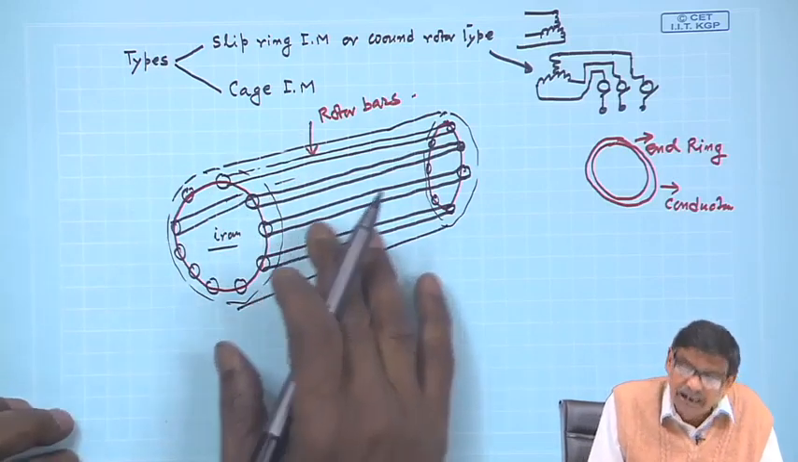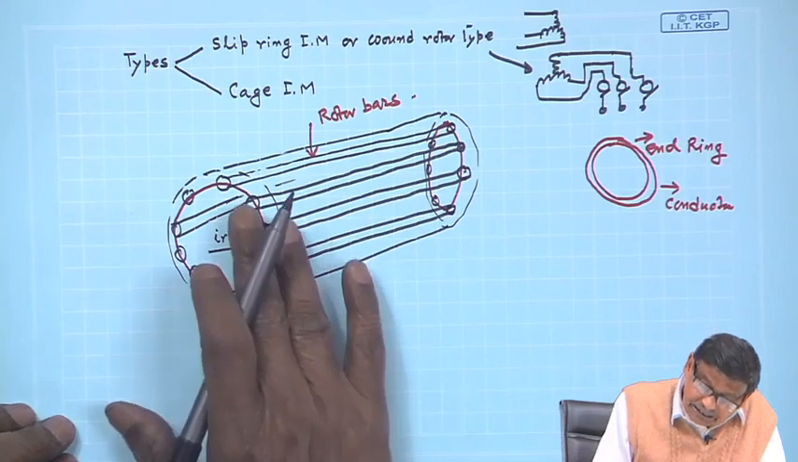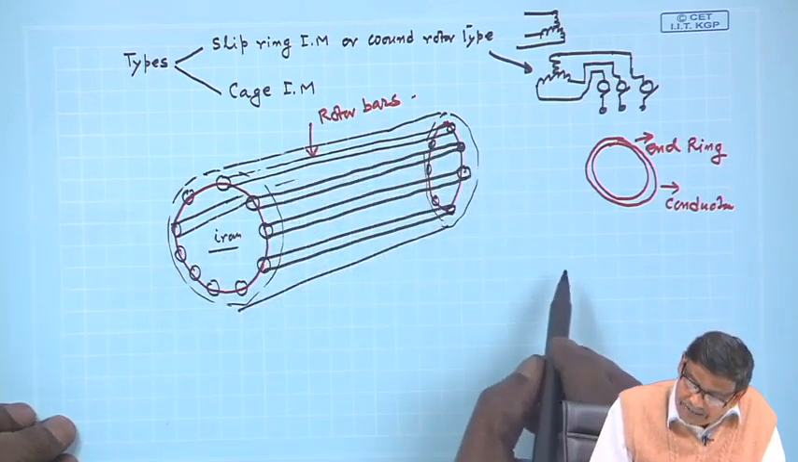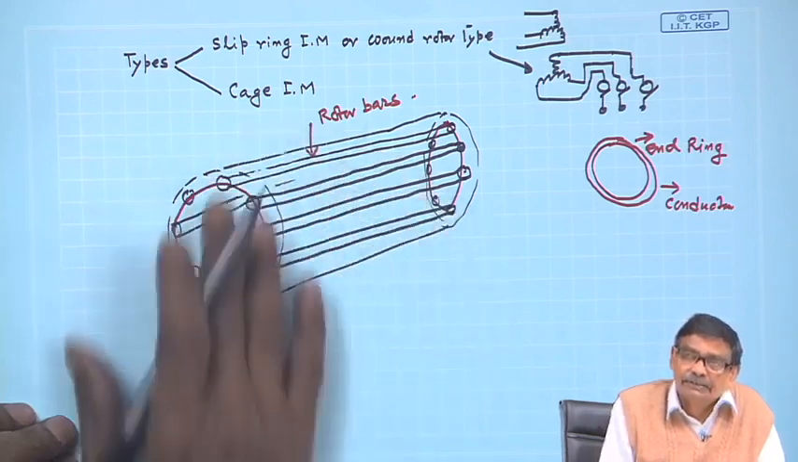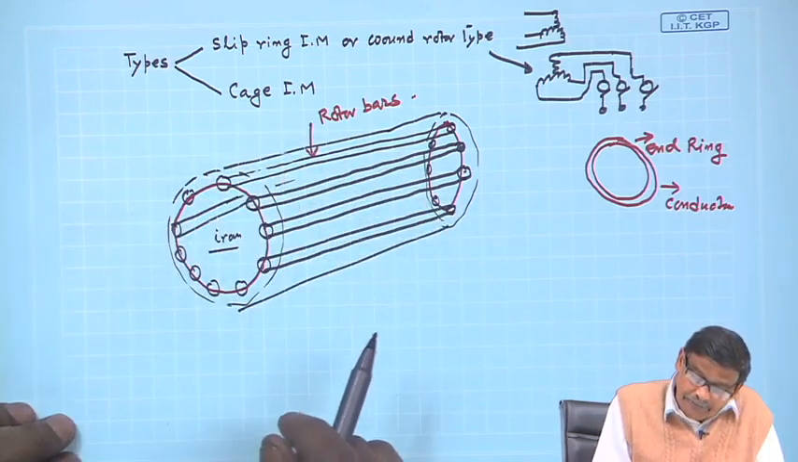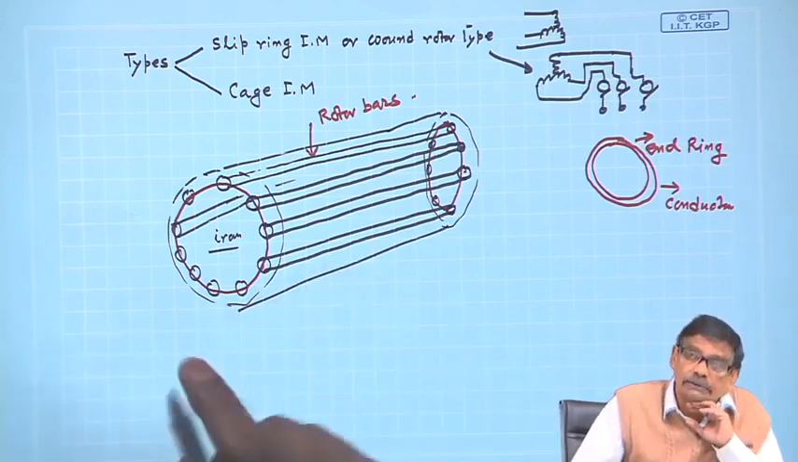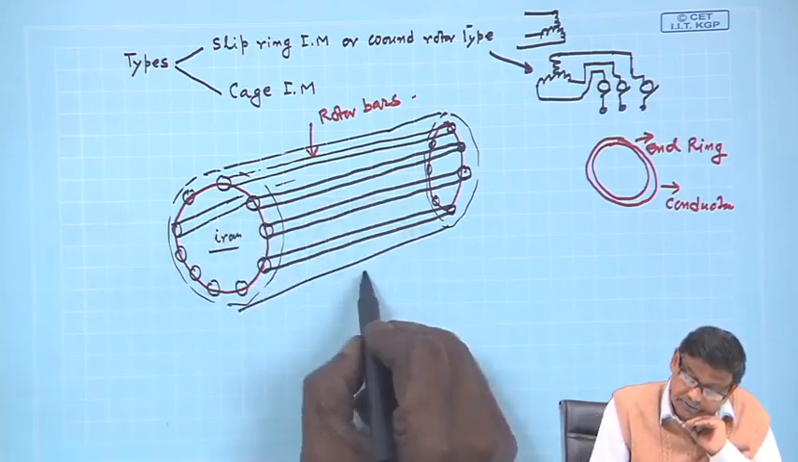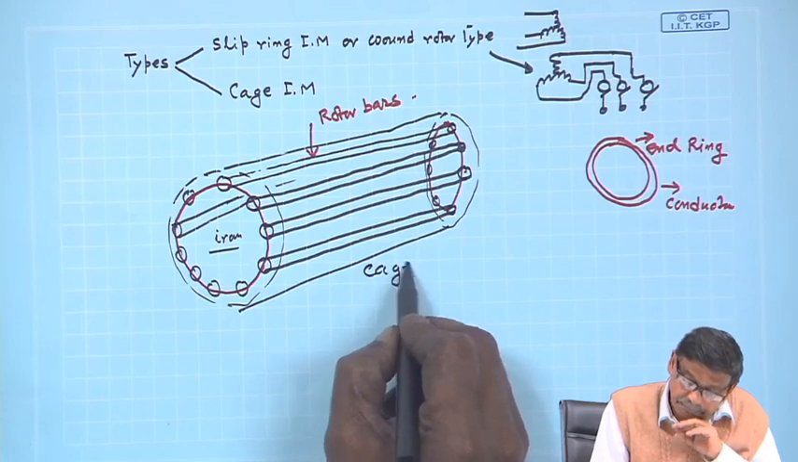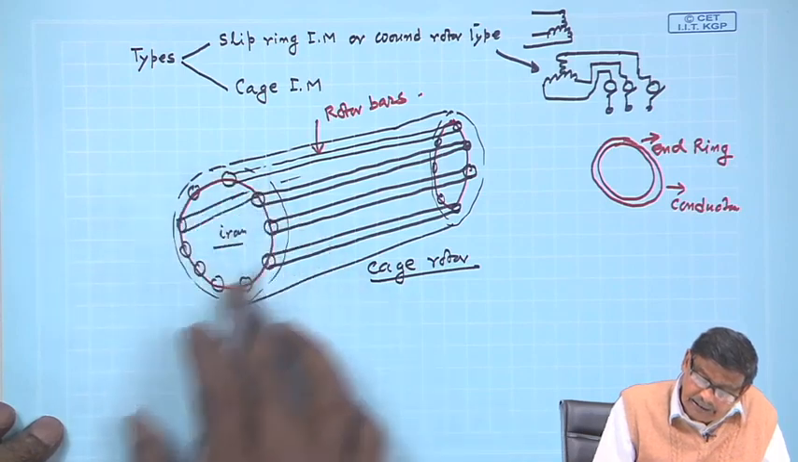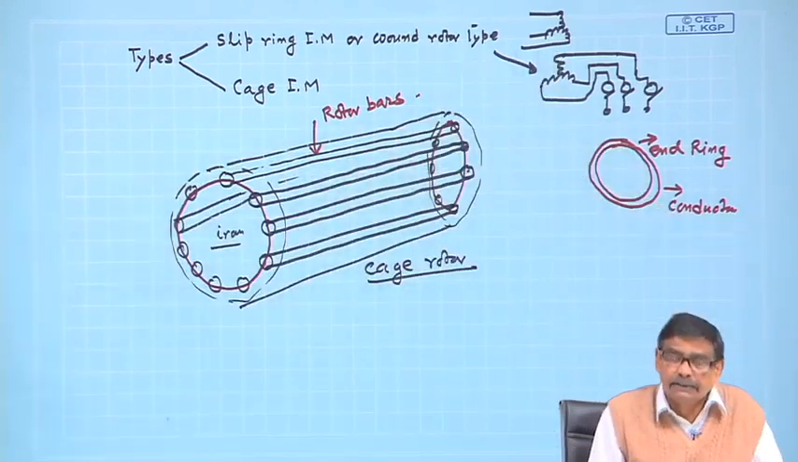And now, it looks like a cage. If you imagine this without the iron, it will be just like a cage, a squirrel cage they call it, and that is why the name cage rotor. So, this is the cage rotor, and it can be done like this.